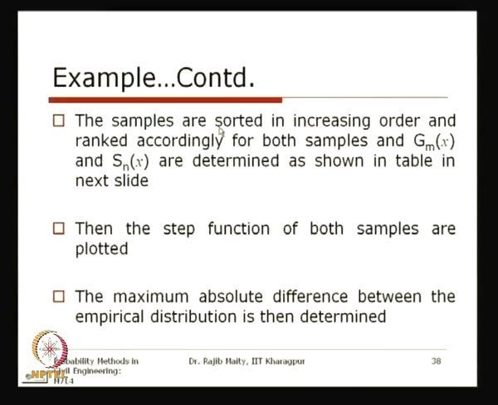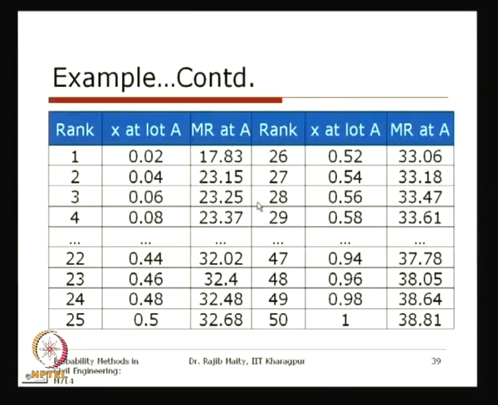The samples are sorted in increasing order and the ranks accordingly for both the samples, Gm(x) and Sn(x), are determined as shown in the table in the next slide, and then the step functions for both samples are plotted. The maximum absolute difference between the empirical distributions is then determined. So the basic steps that we have seen in the single sample and these two samples are the same.